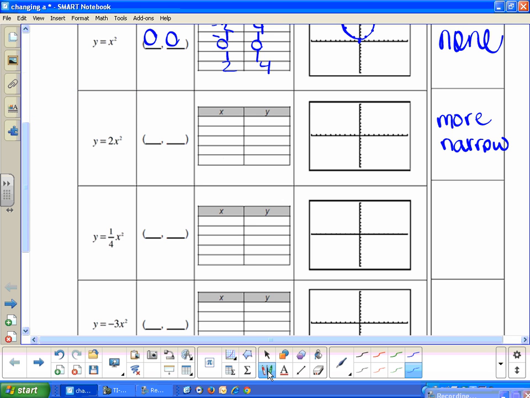Well, did it change where it started? No, there's no addition, subtraction to it. We still have starting point at 0, 0. So I'm still going to look at this point. None of that's changed.